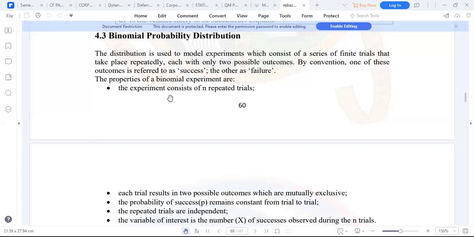Number one, the n number of trials is stated, is known. Number two, there are two possible outcomes which are mutually exclusive, which cannot happen at the same time. And these two possible outcomes can either be a success or a failure. The trials are independent of each other, and also the number of successes are observed. So these are what make up the binomial distribution.